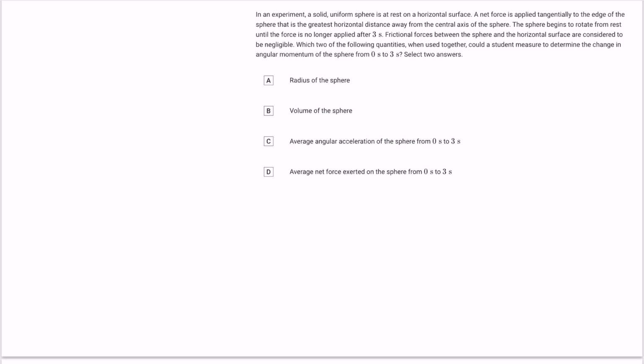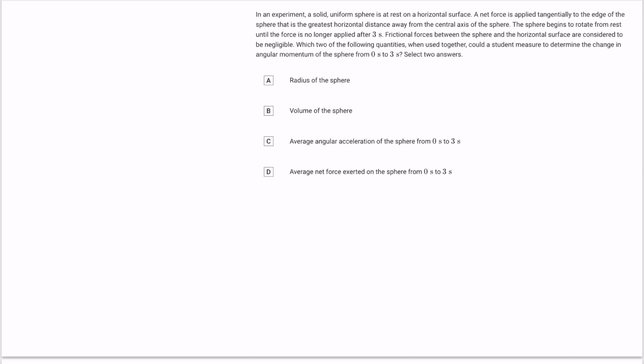The sphere begins to rotate from rest until the force is no longer applied after 3 seconds. Frictional forces between the sphere and the horizontal surface are considered to be negligible. Which two of the following quantities, when used together, could a student measure to determine the change in angular momentum of the sphere from 0 to 3 seconds? All right, so we're looking for change in angular momentum. And so we know time.